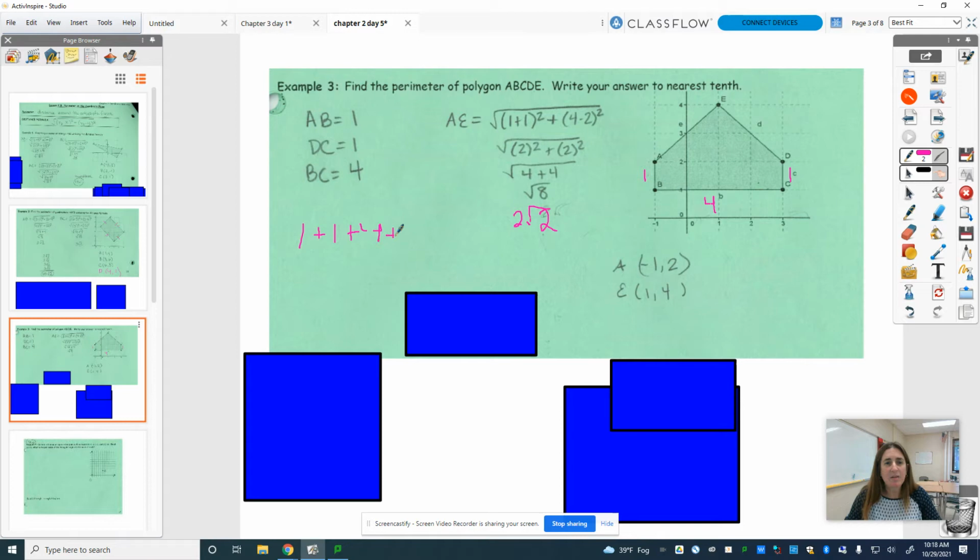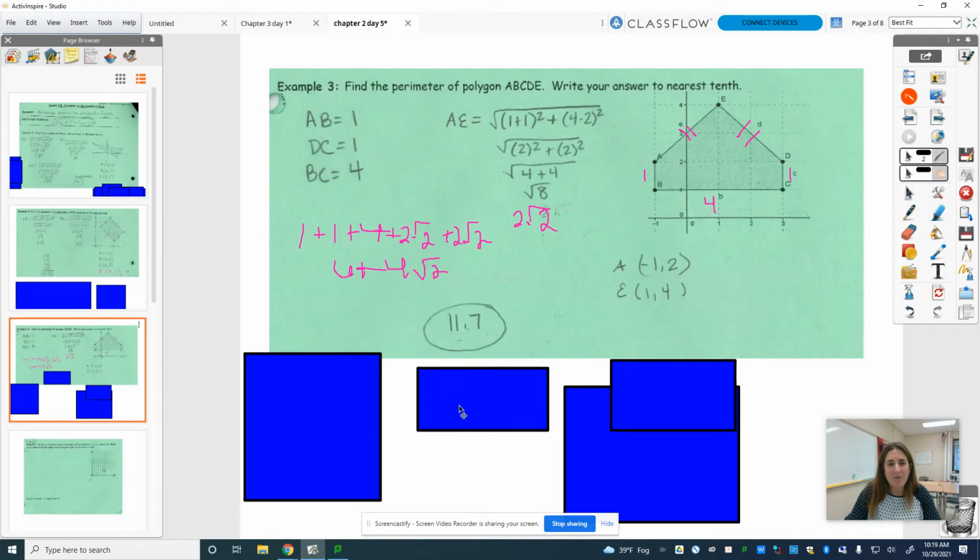And you might be thinking, Mrs. Warner, you only did the side of AE. AE is 2 radical 2, but if you look, these guys are actually equal to each other in the picture. So there's really another 2 radical 2. I'm writing with my mouse. That's fun. Look how great I'm doing. So 4, 5, 6 plus 4 radical 2. Oh, yeah. And then my answer, if I wanted it to the nearest tenth, I got 11.7.